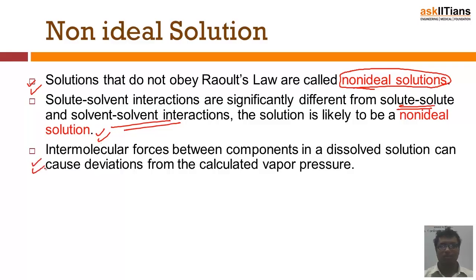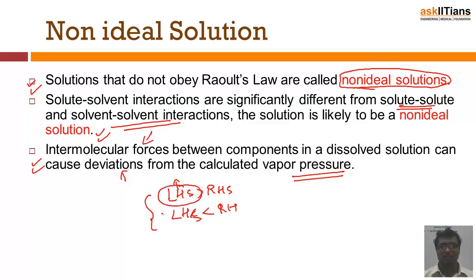Intermolecular forces between components in a dissolved solution can cause deviations from the calculated vapor pressure. Because of the intermolecular forces, there might be deviations from the calculated vapor pressure, right? I told you, LHS might be greater than RHS, LHS might be less than RHS. What is LHS? On the LHS side we have the calculated vapor pressure, and because of the intermolecular forces, these two conditions might occur. And if these two conditions occur, that is a condition of a non-ideal solution.